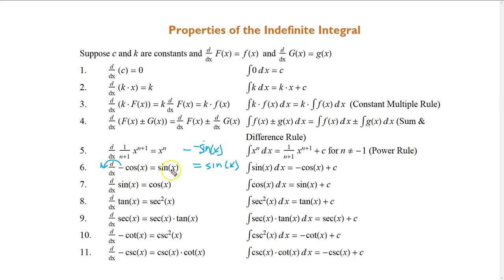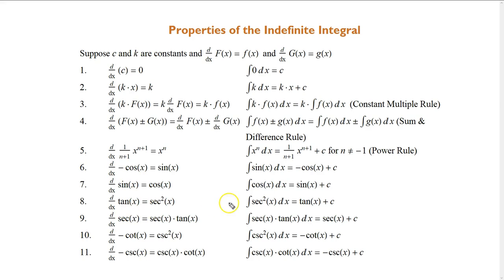So because of this, because the derivative of negative cosine is positive sine, we get that the indefinite integral of sine is negative cosine x plus c. Notice the derivative of this, if you were to differentiate it, you would get back positive sine. Similarly, the derivative of sine is cosine, so the indefinite integral of the cosine function is sine of x plus c, because if you differentiate this, you get back cosine.